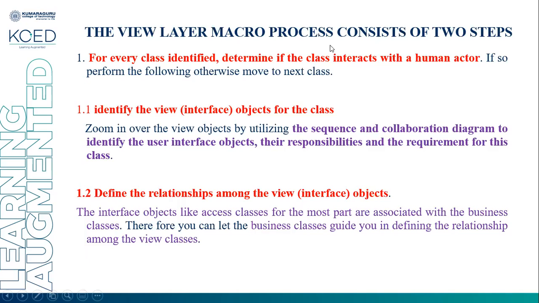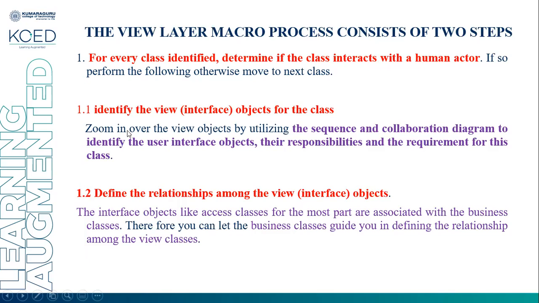The view layer macro process consists of two steps. For every class identified, determine if the class interacts with the human actor. If so, perform the following. Otherwise, move to the next class. Okay, if it is true, then go to the sub steps. Otherwise, move to the next step.